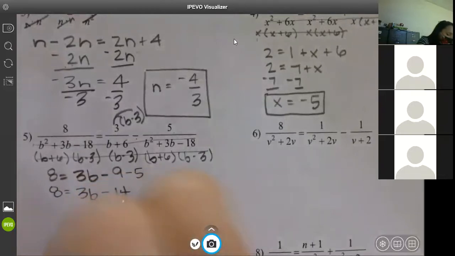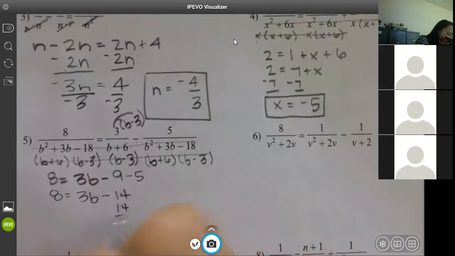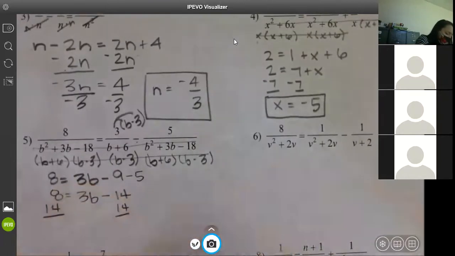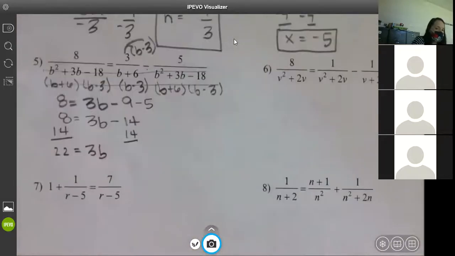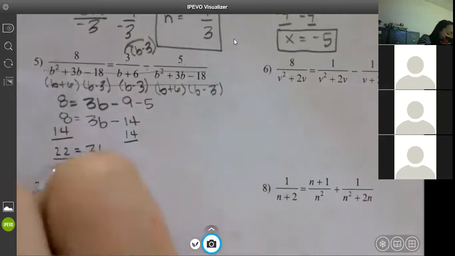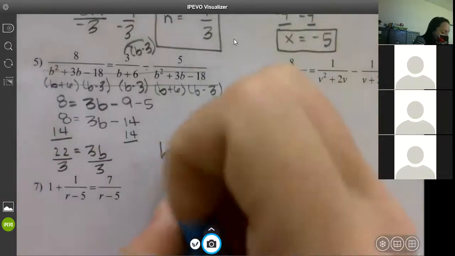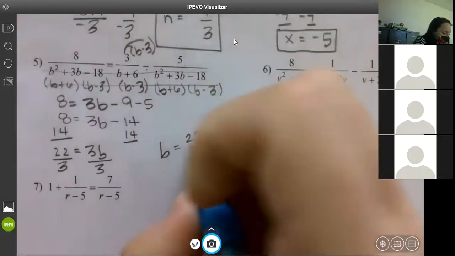-14. How do I solve? Add 14. I get 22 equals 3b. How do I solve? Divide 3. Is everybody okay? And b equals 22 over 3.